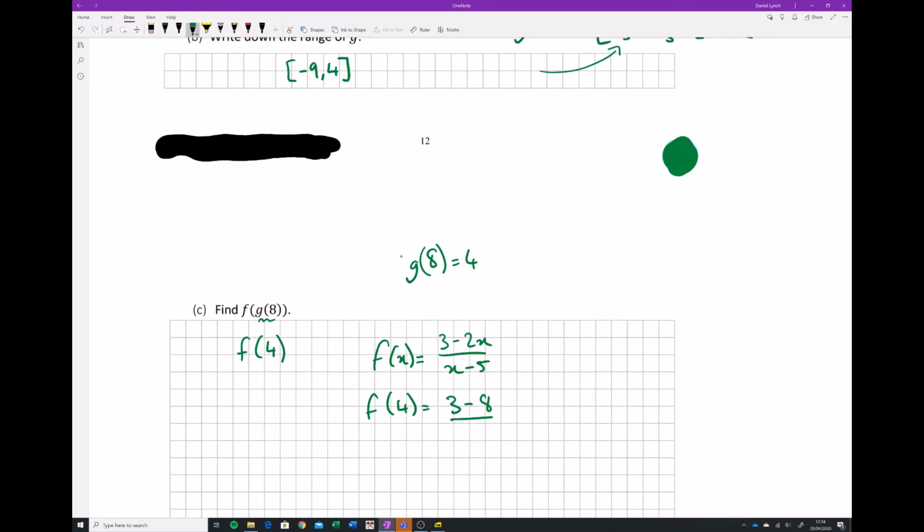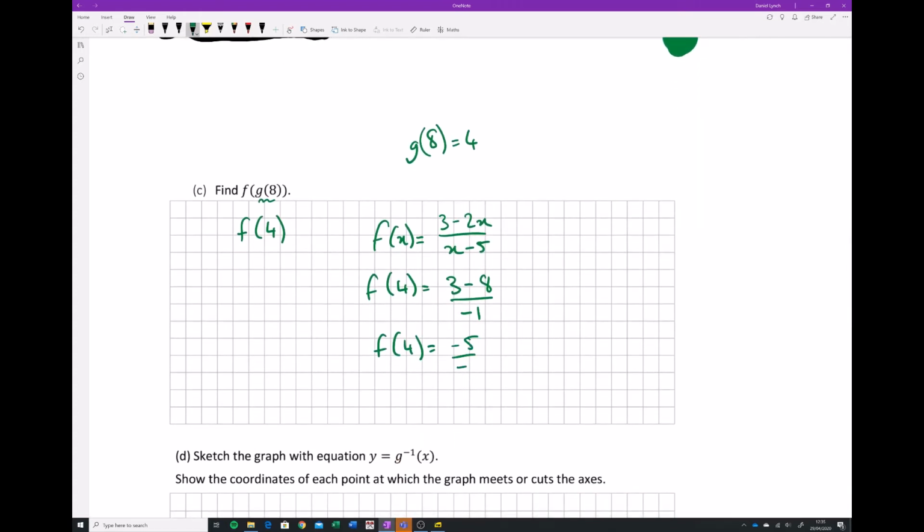We place 4 in there. We are going to get minus 1. So we'll get f of 4 is equal to minus 5 over minus 1. So f of 4 is equal to 5. So f of g of 8 is just 5. You find out what g of 8 is, get that number, and place it into the f function. So you place 8 into the g function, whatever answer you get out, you place that into the f function. What we could have done was get f of g of x.